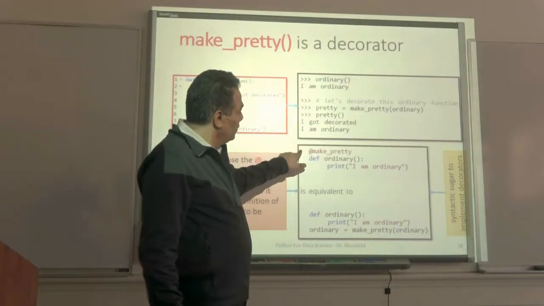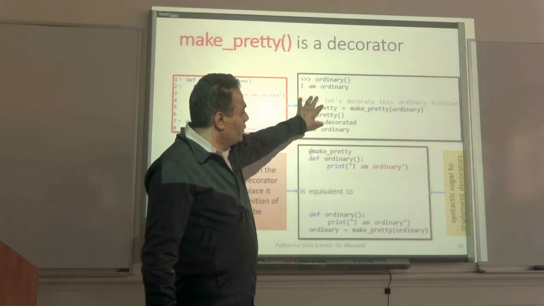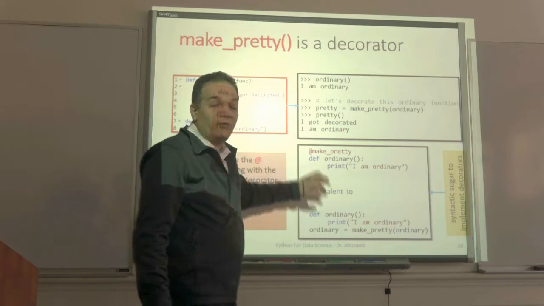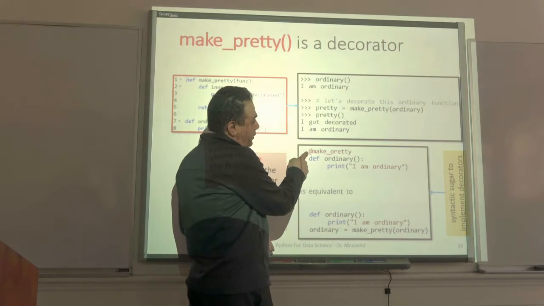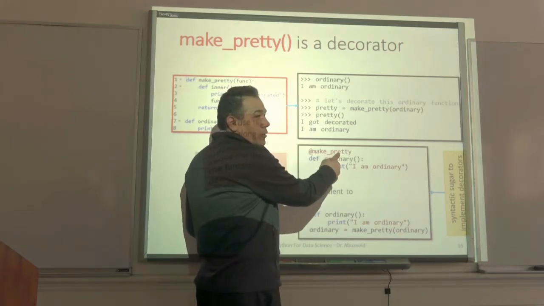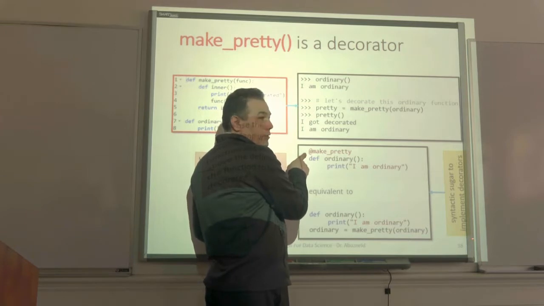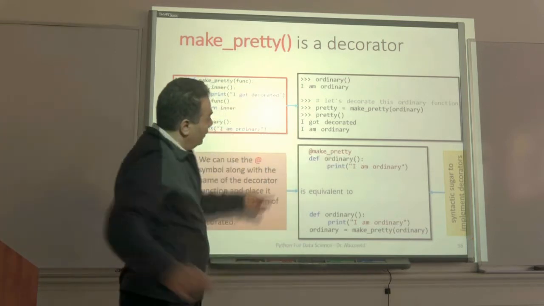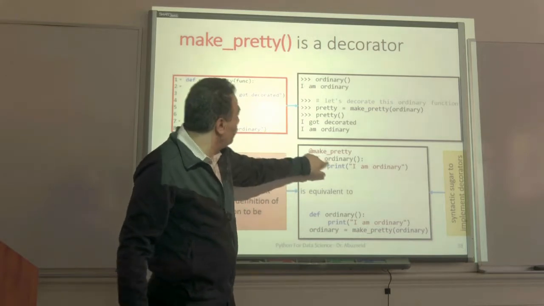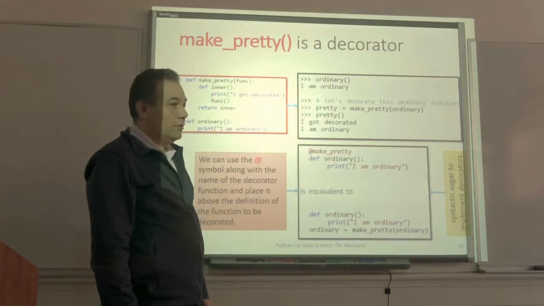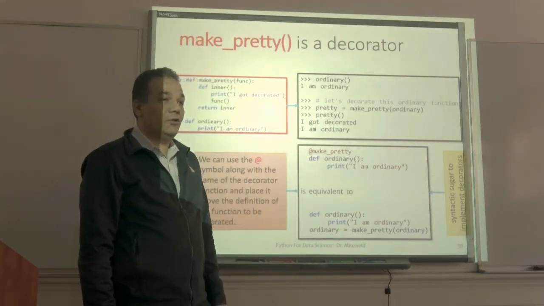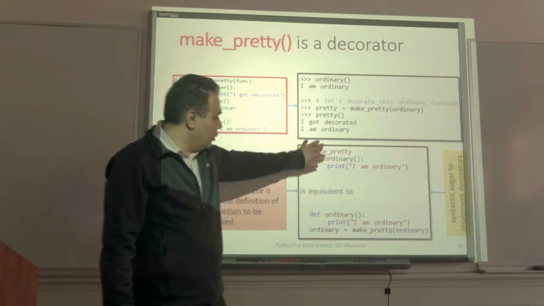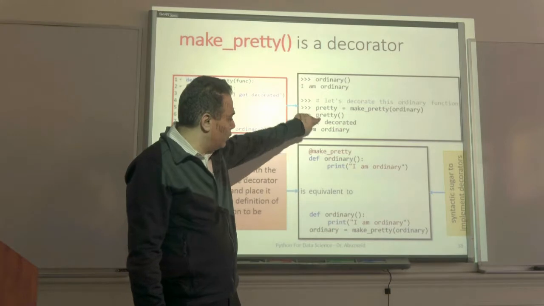So, how do we call it? Remember this @? Here, it's a longer way to call it. The nice thing after you write the decorator is that for ordinary, I put on top of it @make_pretty. So that's how you call it. Then this function will be called through make_pretty and executed. So calling the decorator will be much faster. This code is equivalent to the code which we did in here.